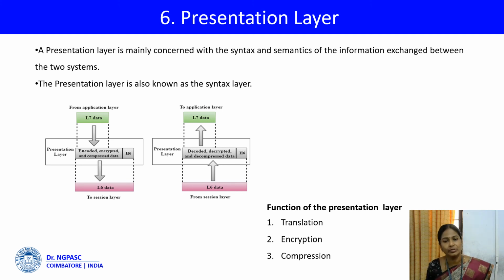Translation: the information is transferred from the sender-dependent format into a common format. At the presentation layer on the receiver side, the common format is again converted into the receiver-dependent format. This type of translation is done in the presentation layer. Next, encryption. Encryption is nothing but converting our plain text into ciphertext. For security purposes, our message plain text is converted into some other text called ciphertext. Next is compression.